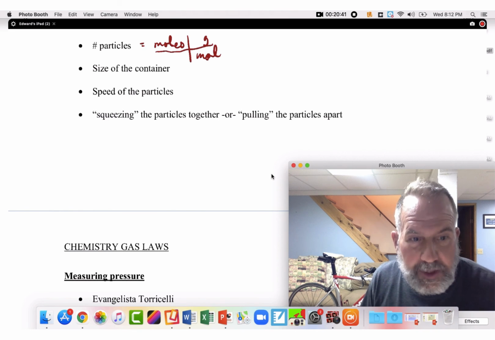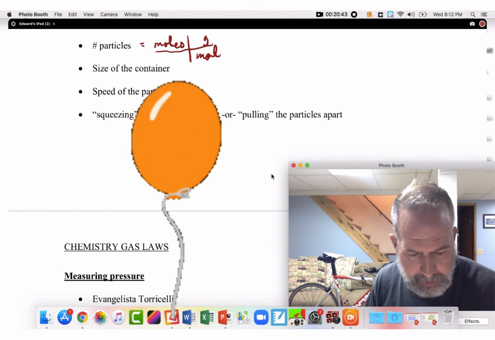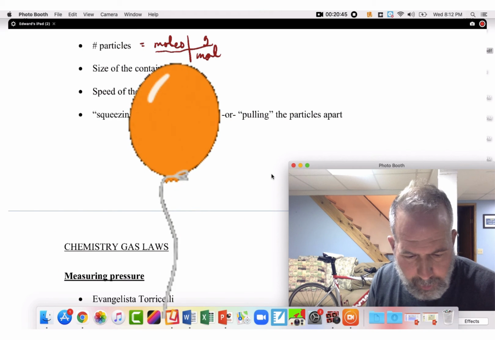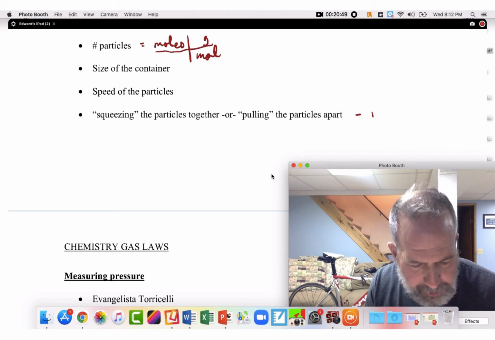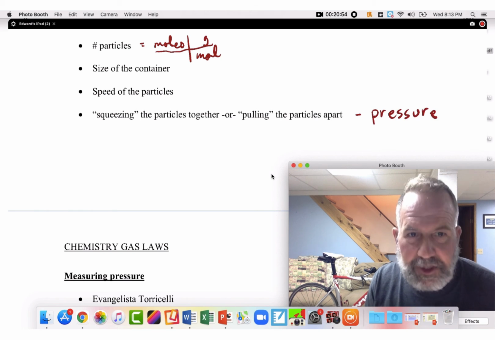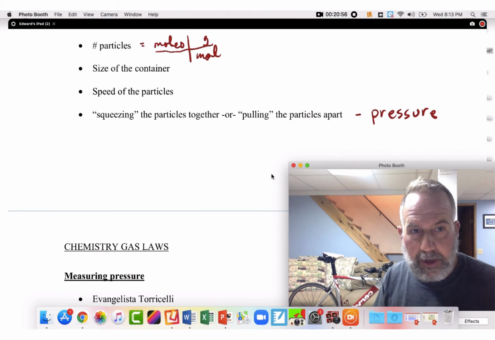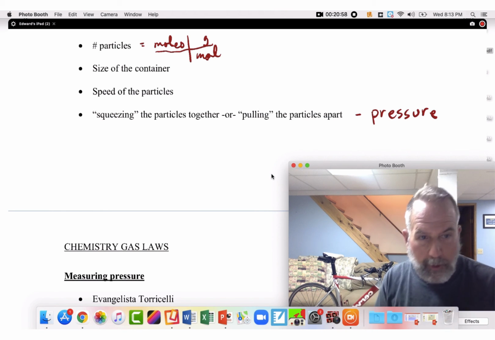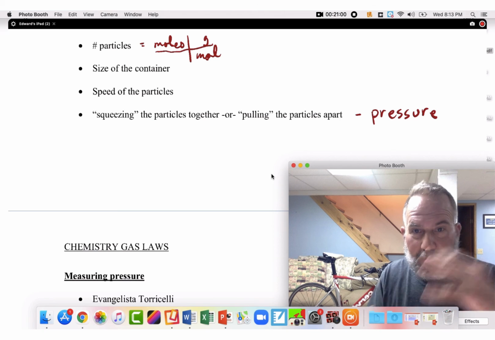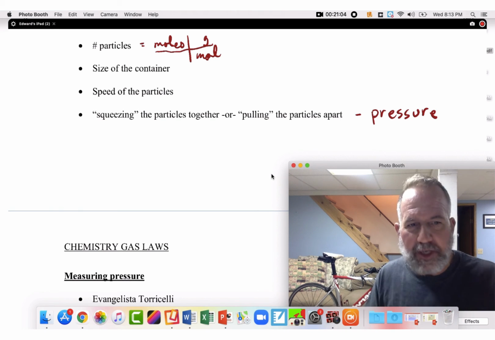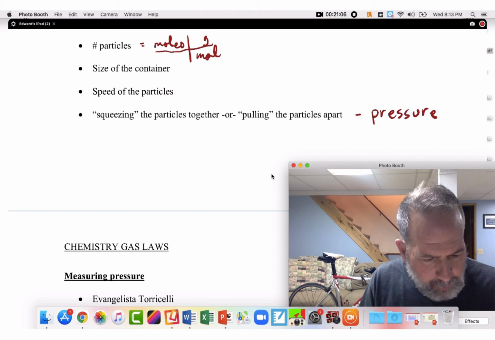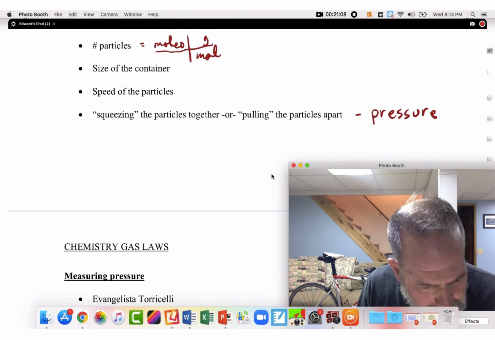Squeezing particles together, right? And pulling particles apart. What do we call that? We call that the pressure. So the pressure of the gas can change inside the container, and it's going to depend on the number of particles and how big the container is. So these things are all related, and so we have to know all these things before we know how much gas we have.